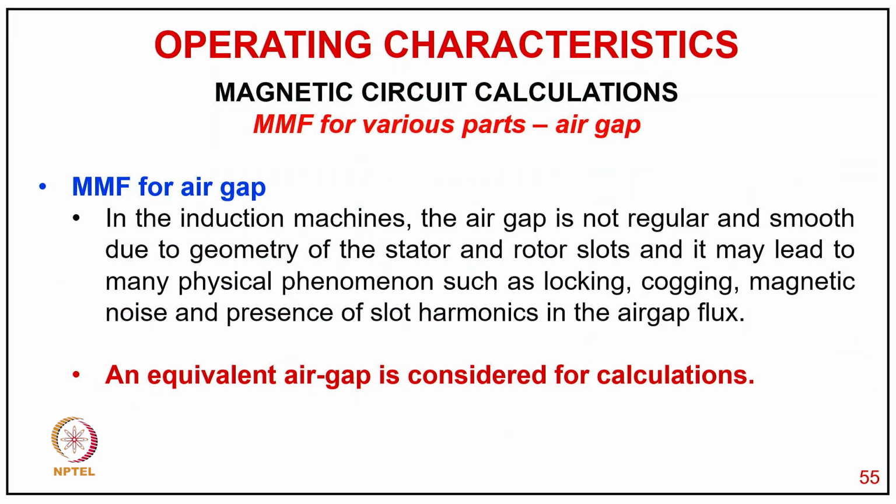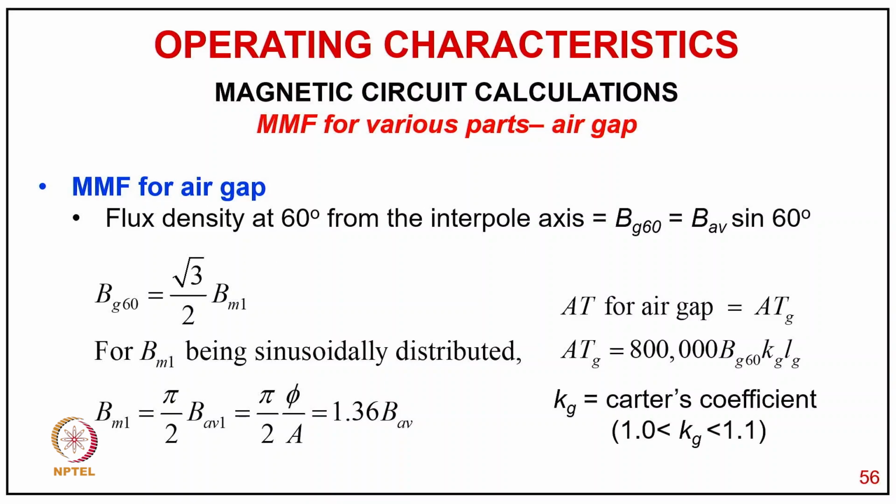So coming to calculation of MMF for different parts, the MMF for the air gap we already discussed. In an induction machine, the air gap is not regular and smooth due to the geometry of the stator and rotor slots, and it may lead to many physical phenomena such as cogging, crawling, and the presence of slot harmonics in that gap. The equivalent air gap is considered in the calculation, which we already discussed earlier. The flux density at 60 degrees, BG60, is B average sin 60, and BG60 is root 3 by 2 Bm1. For sinusoidal distribution, Bm1 is pi by 2 into B average, that is pi by 2 into 5 upon 4, which becomes 1.36 B average.